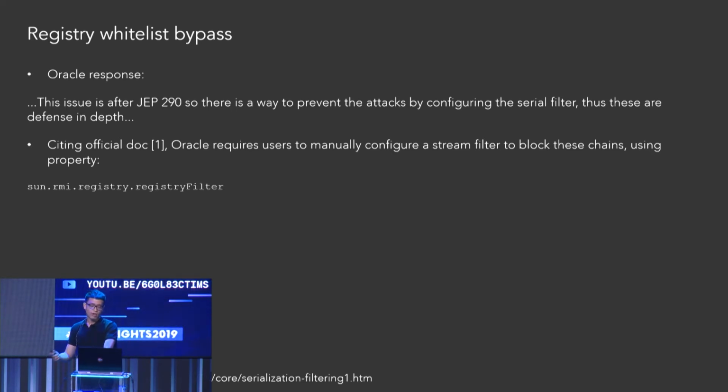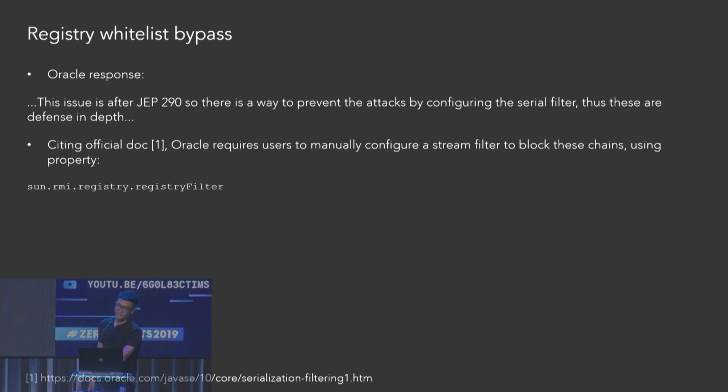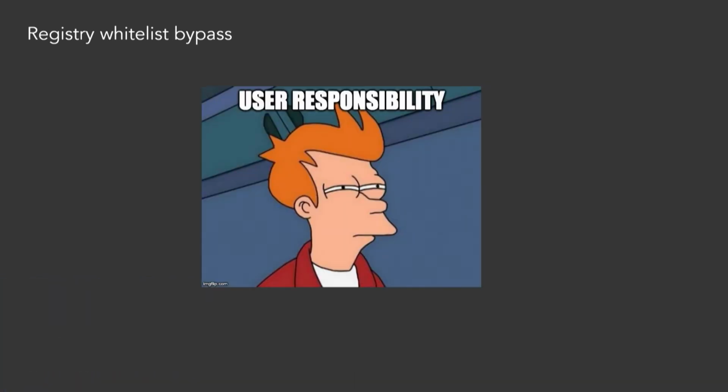So then again, we have arbitrary deserialization. This is Oracle's response to this issue after JEP 290. There is a way to prevent the attacks, and they consider it defense in depth. Citing the official document, they require users to manually configure a stream filter to block these chains. Okay, cool. They didn't recognize it as a vulnerability and left it to user responsibility.